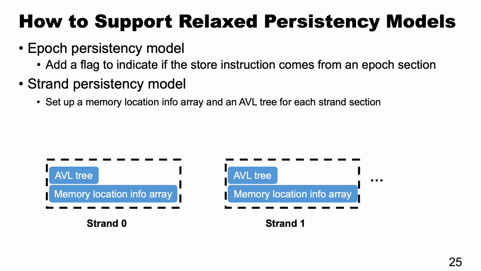To debug a program using a strand persistent model, PM Debugger sets up a memory location information array and an AVL tree for each strand section, so the detections for different strands can happen in parallel.